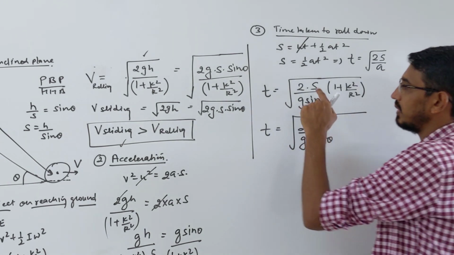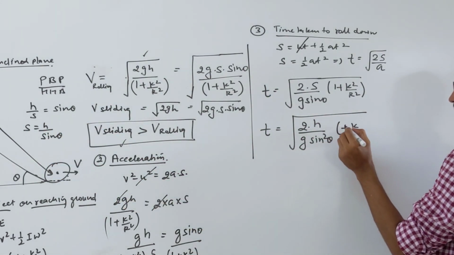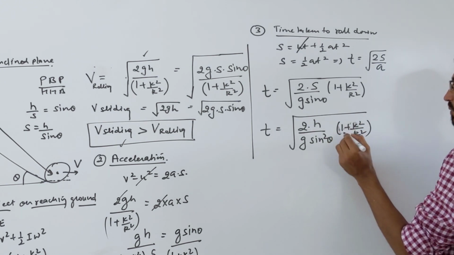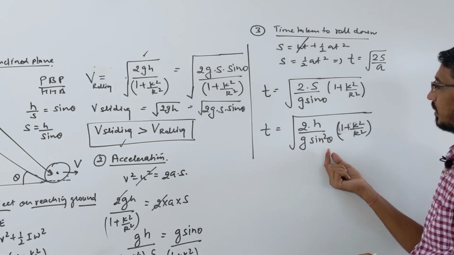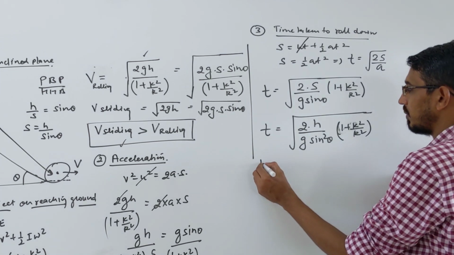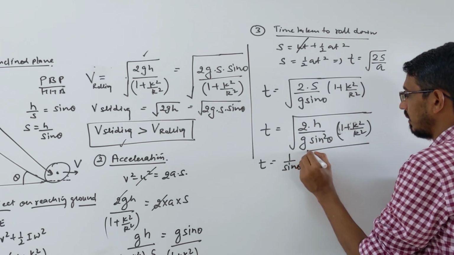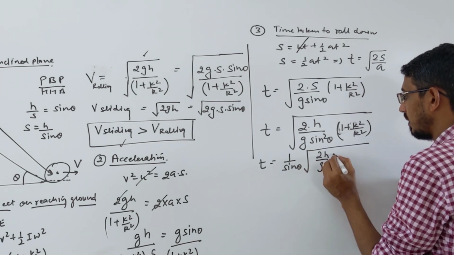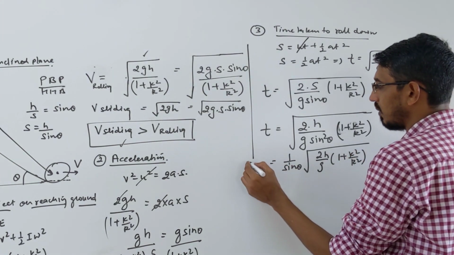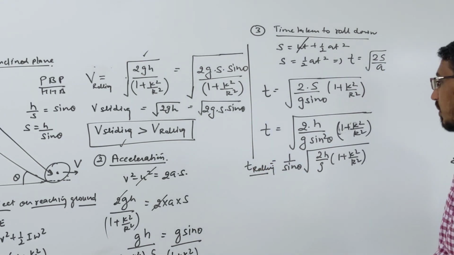One sin theta is already there. Then you put the s value from here, h by sin theta square, times 1 plus k square by r square. Write it carefully. If you want, you can take sin theta outside, or you can remember this formula itself. So time is equal to 1 by sin theta times the root of 2h by g times 1 plus k square by r square. This is the time in rolling. How much time will it take in case of rolling, clear? Yes.